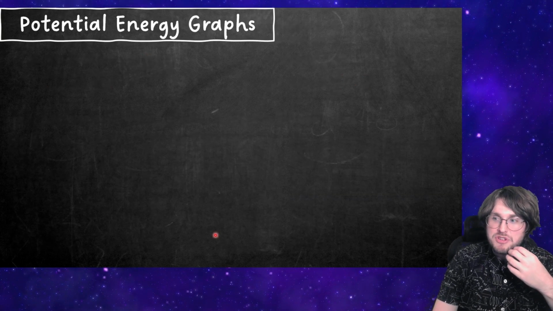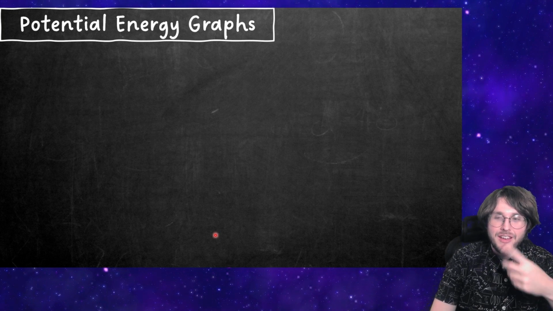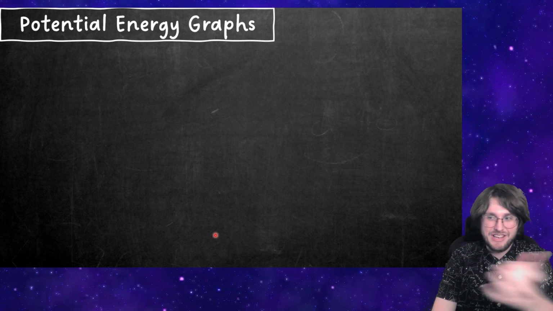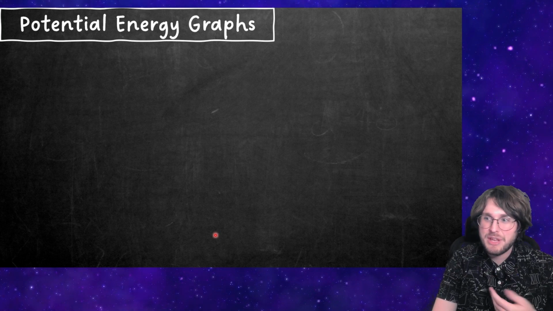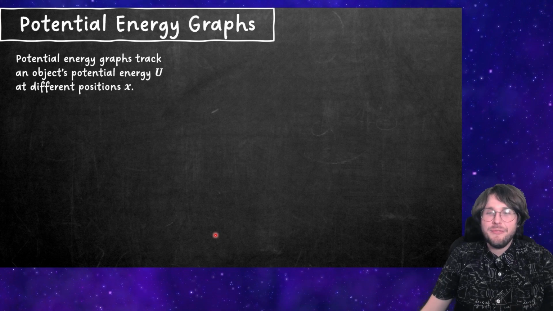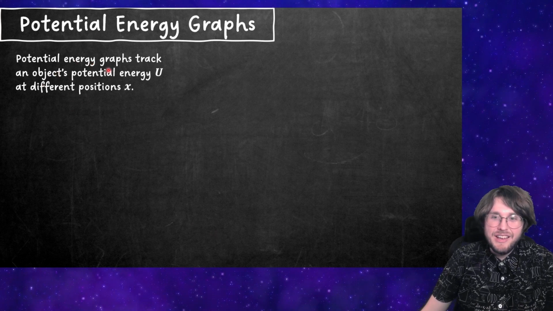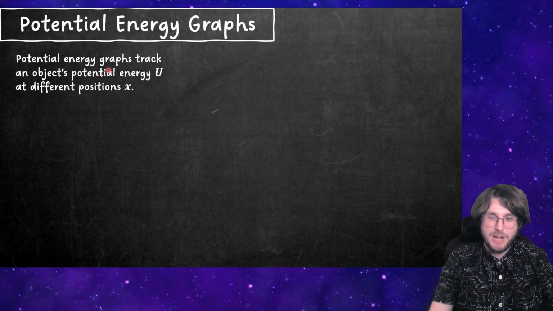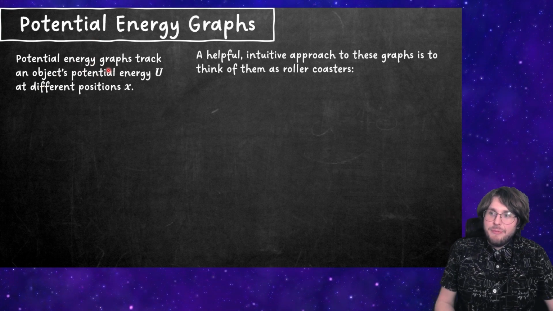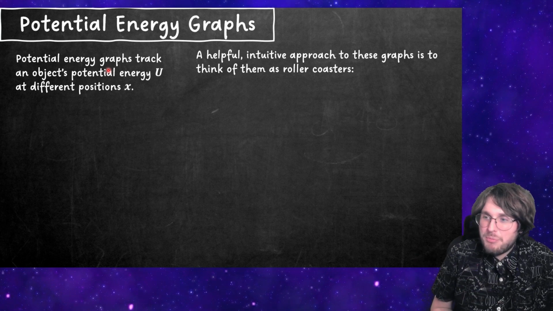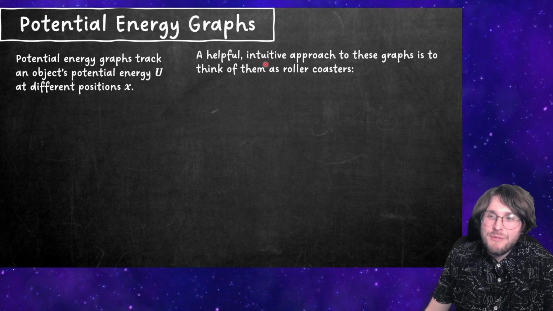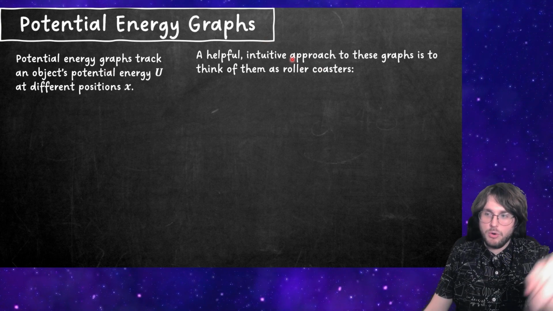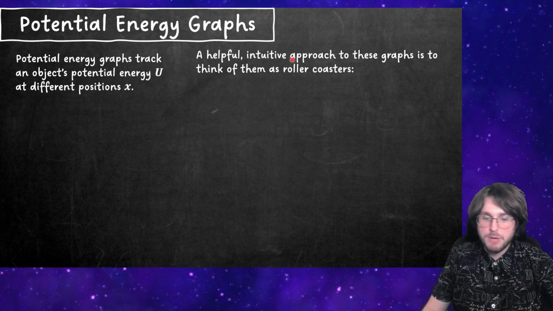So finally, before we jump into some examples, potential energy graphs can be a little hard to wrap your head around. It's kind of like motion graphs and how to interpret those a lot of the time. It's a big struggle area for a lot of physics students. Potential energy graphs track an object's potential energy at different positions of x continuously through some kind of interval. And I already mentioned it with the marble example in the previous section, but I think a helpful intuitive approach to these graphs is to think of them as roller coasters or tracks that you can roll around a marble on.